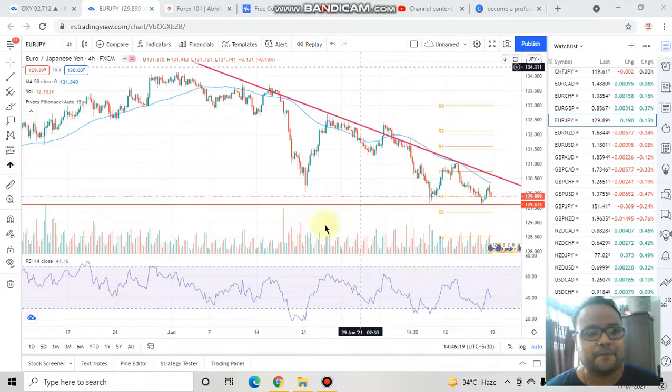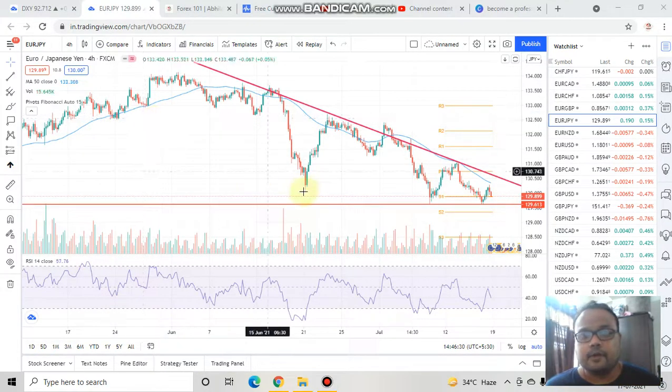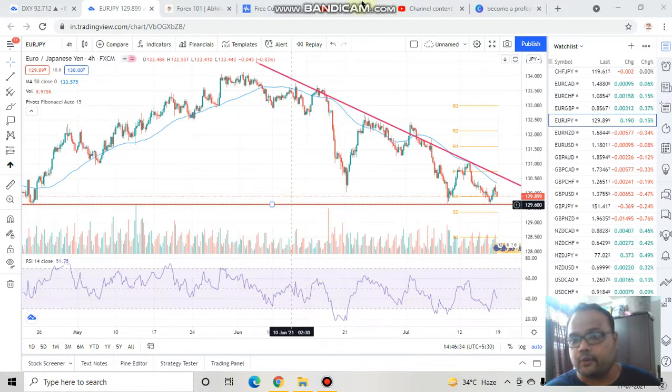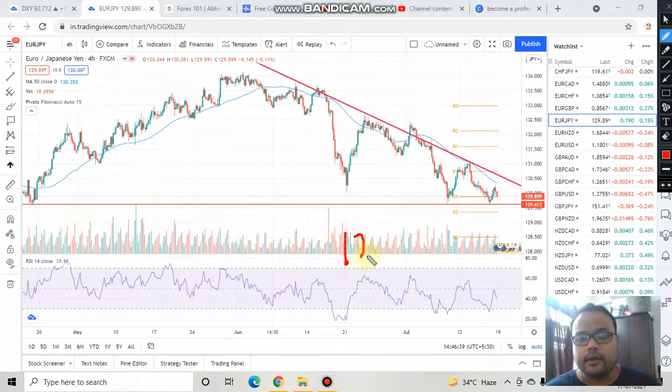So let's get started. This is the 4 hours chart of EURJPY, and as you can see, I have got two lines drawn on the chart. First and foremost, I have got this red line in the form of support here, which is 129.61, and you can clearly see that right now market is respecting this level as the support for the market.